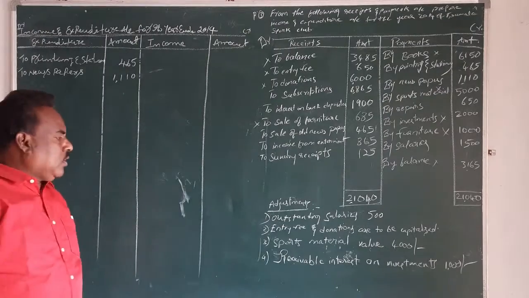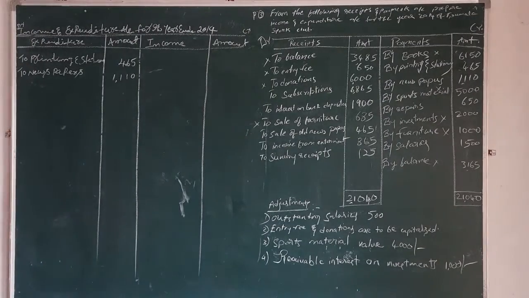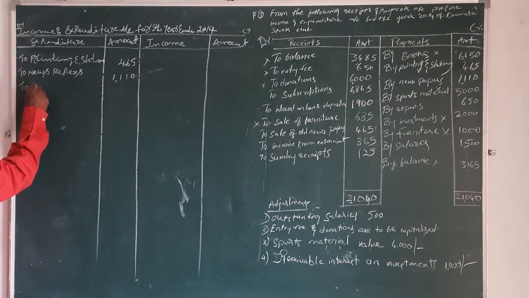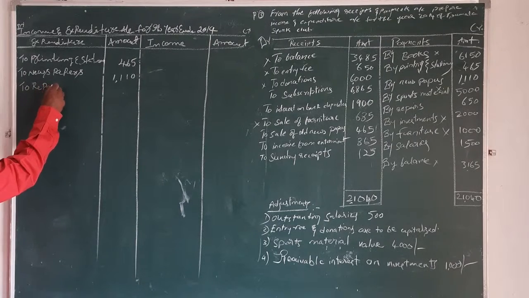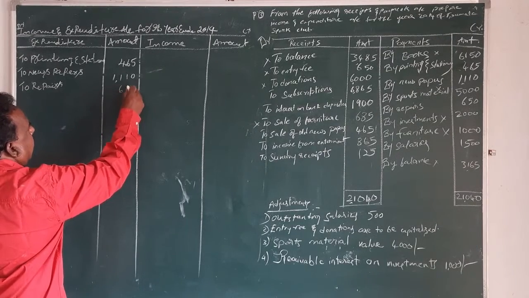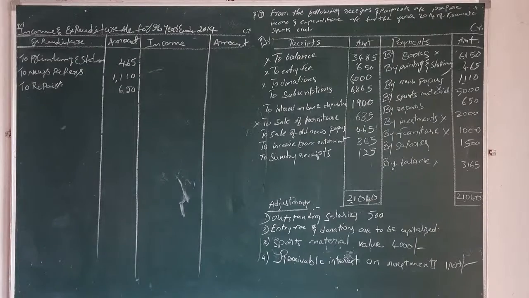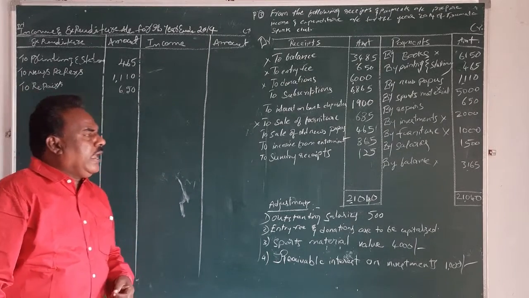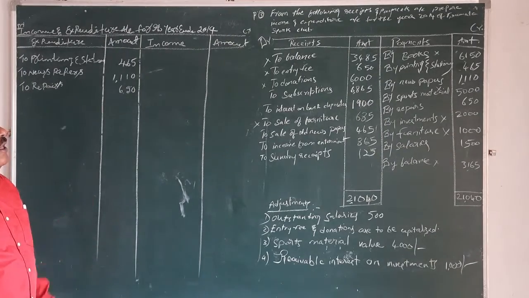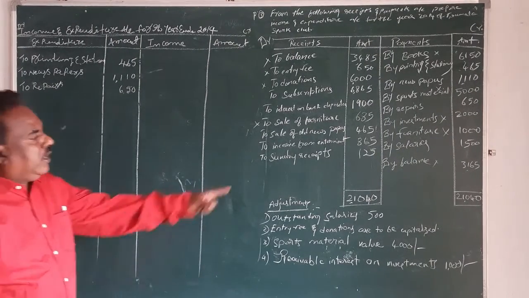Next, repairs, to repairs, 650. Next, investments, also capital expenditure, capital in nature. It is not recorded in income and expenditure account. It is recorded on the asset side of the balance sheet, investments.